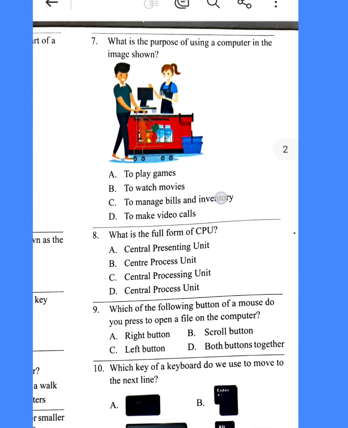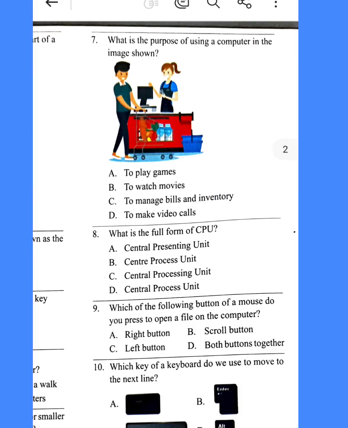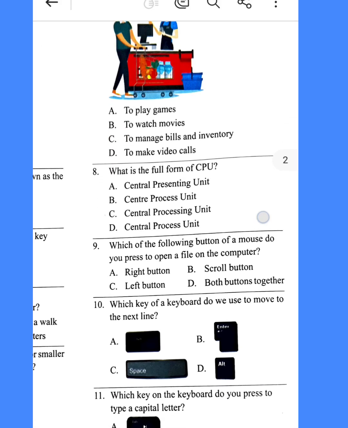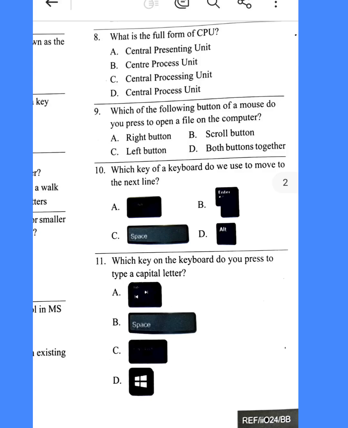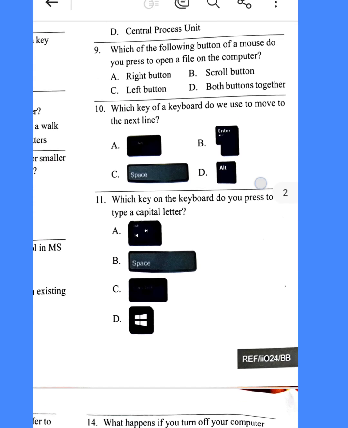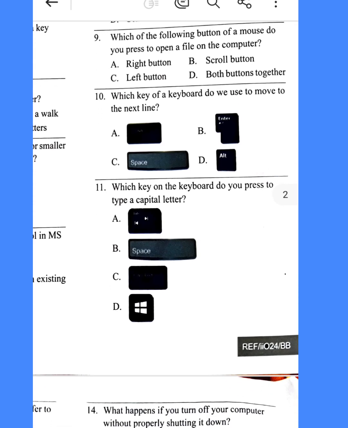Next, what is the purpose of using a computer in the image shown? To manage bills and inventory. That is option C. Next, what is the full form of CPU? That is option C, Central Processing Unit. Next, which of the following buttons of a mouse do you press to open a file on the computer? That is option C, left button.